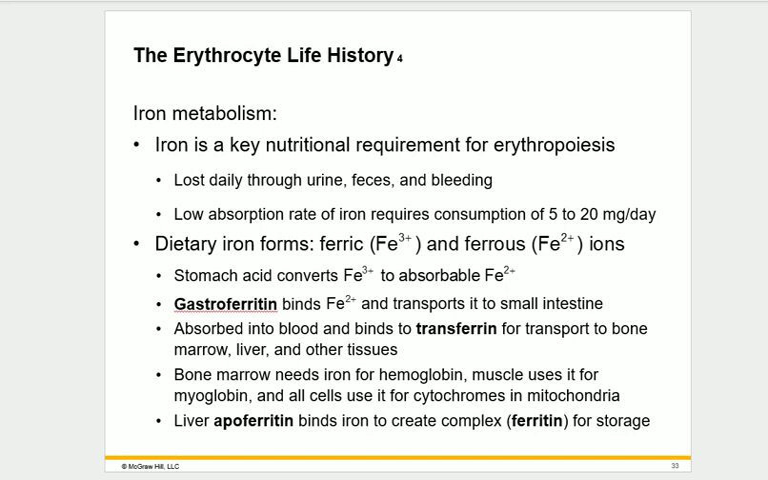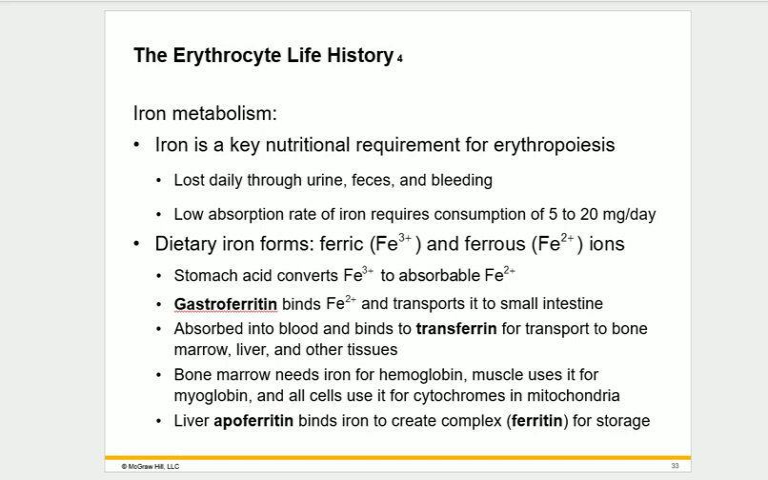Dietary iron exists in two forms, so ferric and ferrous ions. Stomach acid converts most ferric ions to ferrous ions, the only form that the small intestine can absorb. So this protein is called gastroferritin. It's produced by the stomach, then binds the ferrous ion and transports it to the small intestine. Here, it's absorbed into the blood and binds to a plasma protein called transferrin and travels to the bone marrow, liver, and other tissues. Bone marrow uses iron for hemoglobin synthesis.